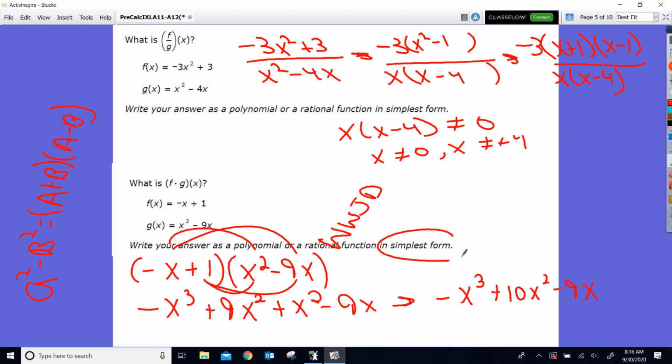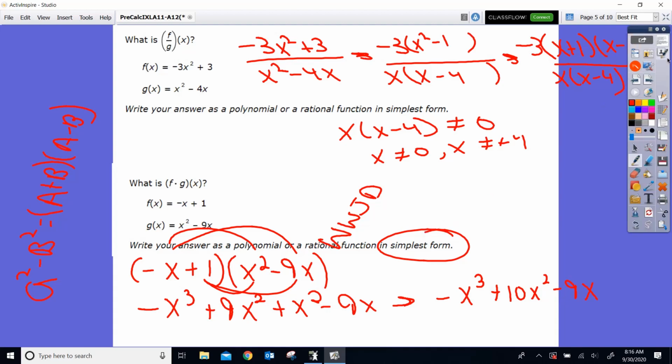Now it does say simplest form. On the multiplication ones, that just means combine like terms. That's all it means. It doesn't mean factor. Erin pulled an x out, and she did it right, but she didn't have to. We're only on page 5. That's a negative 9x.